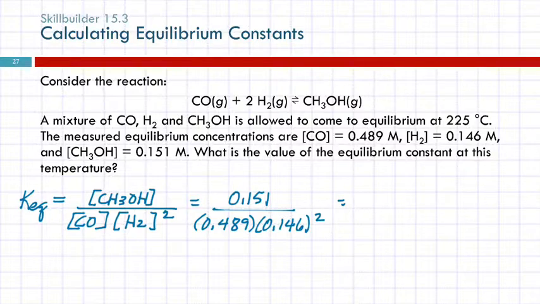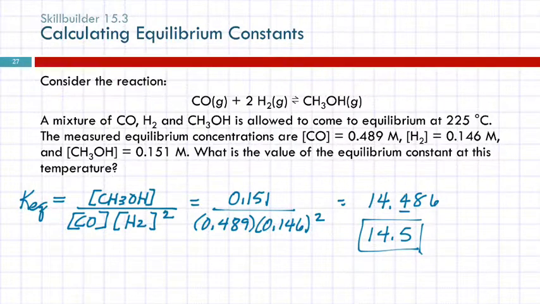So on my calculator, I'm going to do 0.151 divided by 0.489 divided by 0.146 squared equals. I'm getting 14.486. I look at my concentrations, they all have 3 sig figs, so I could express this as 14.5 is the equilibrium constant at this temperature. Any questions?